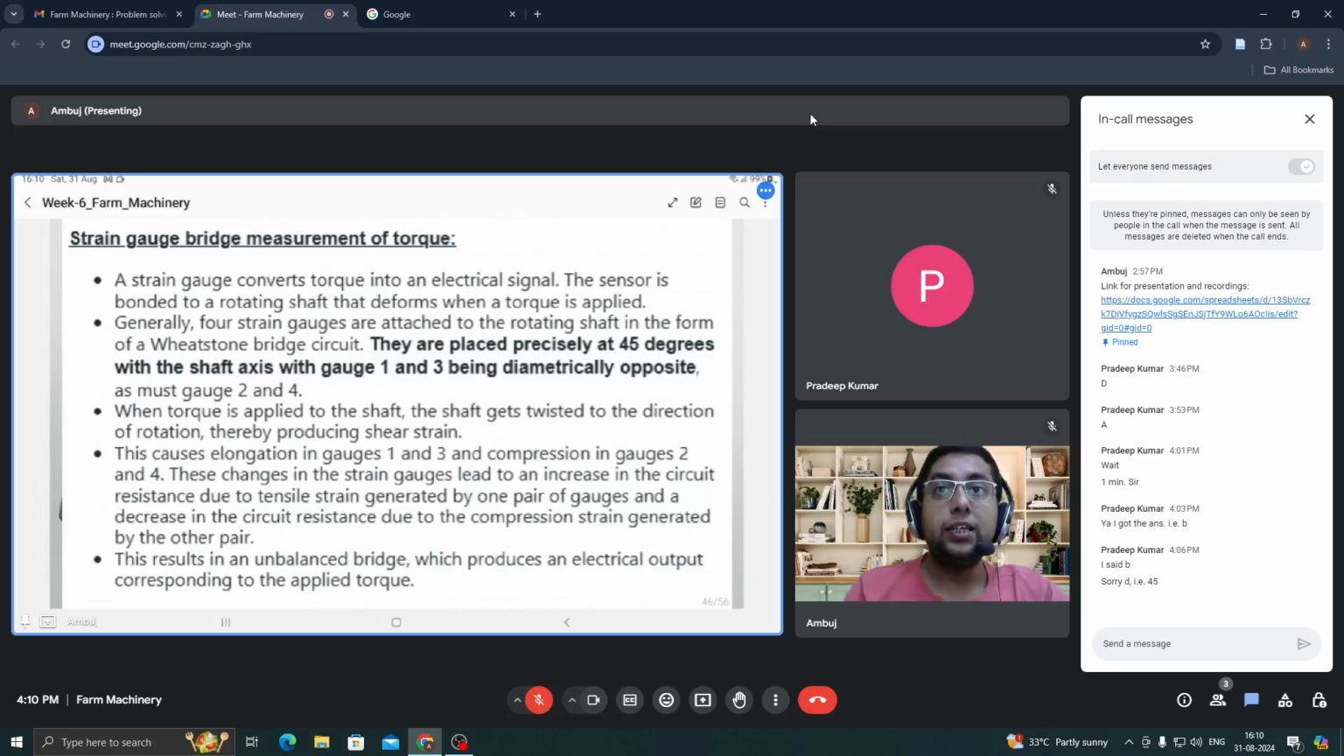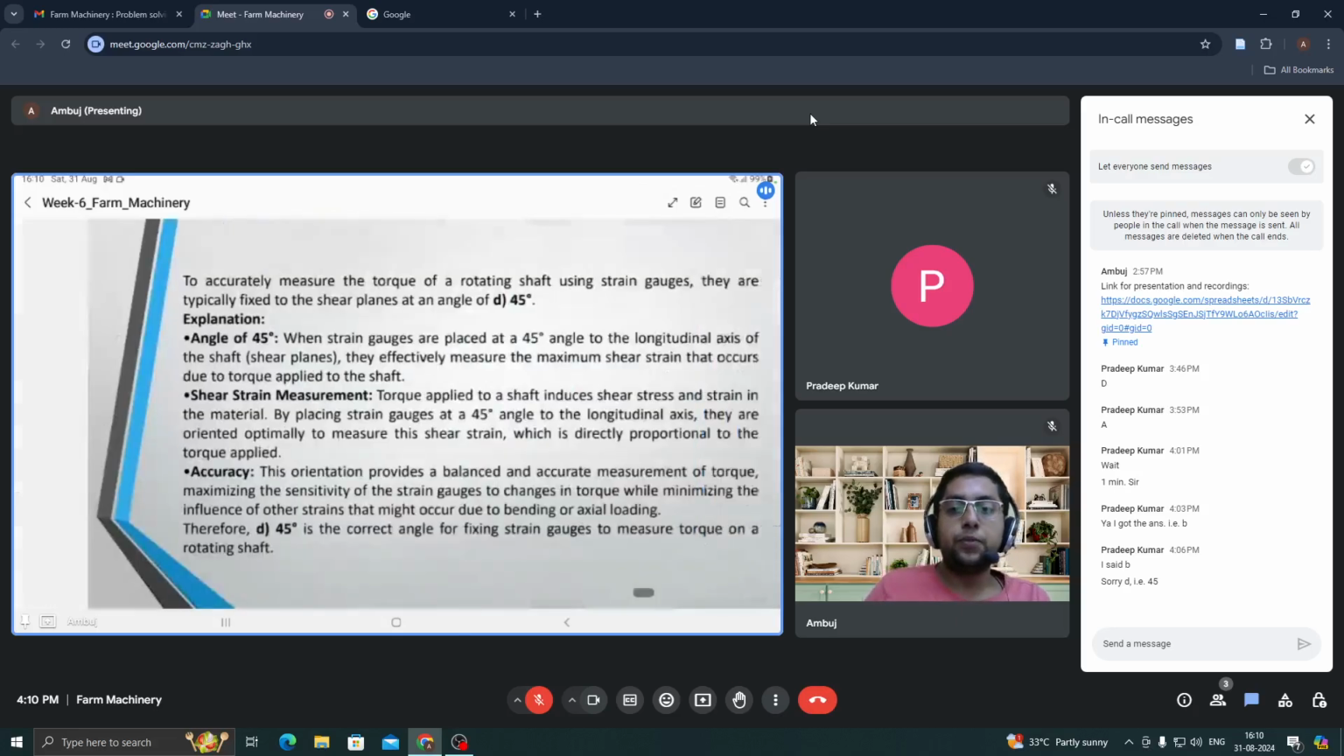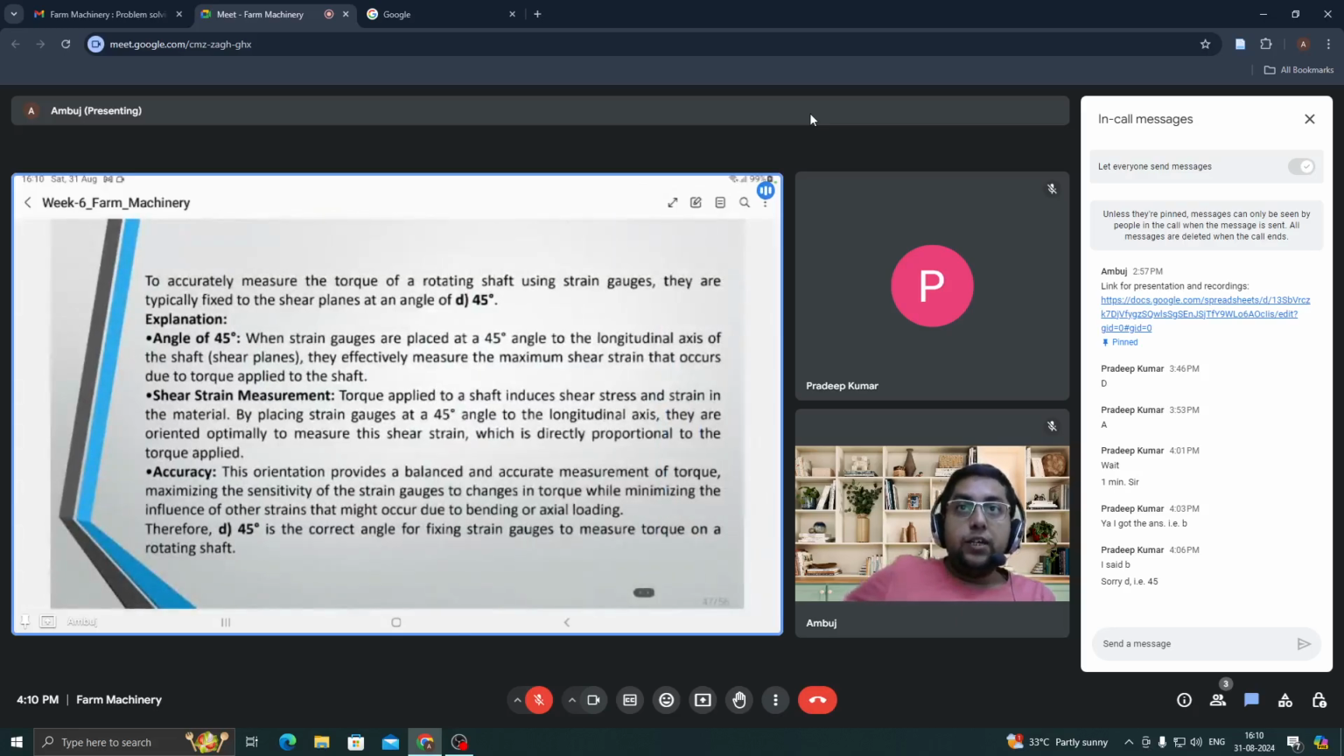Change in the strain gauges leads to an increase in the circuit resistance due to tensile strain generated by one pair of gauges, and a decrease in the circuit resistance due to the compression generated by the other pair. This results in an unbalanced bridge which produces the electrical output corresponding to the applied torque. A 45-degree angle to the longitudinal axis effectively measures the maximum shear strain which can occur due to the torque applied on the shaft.